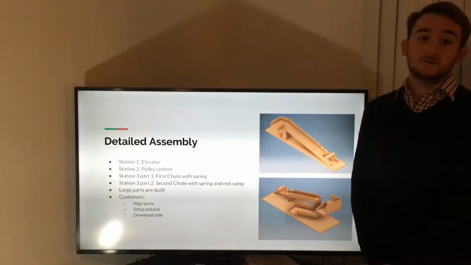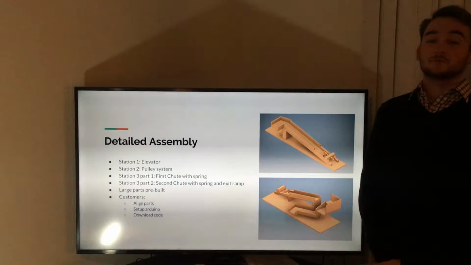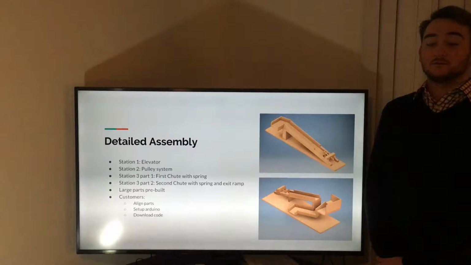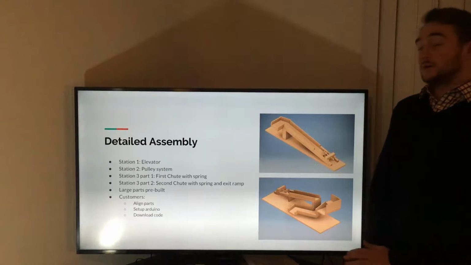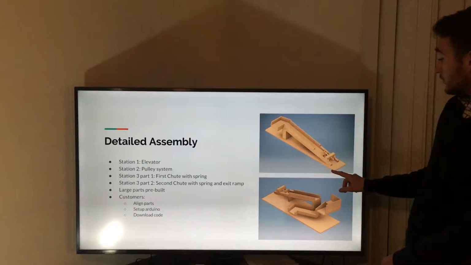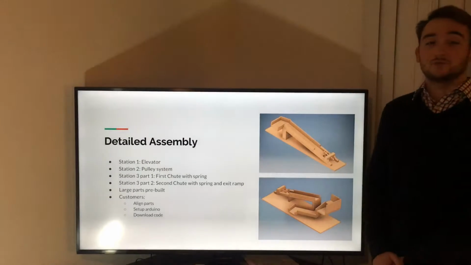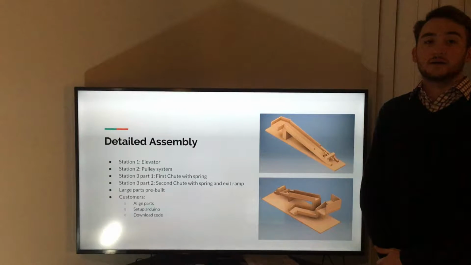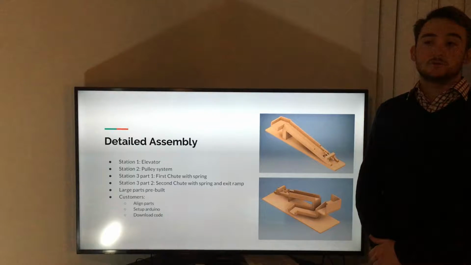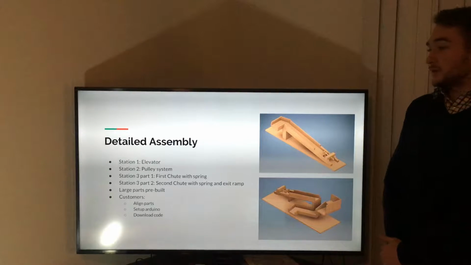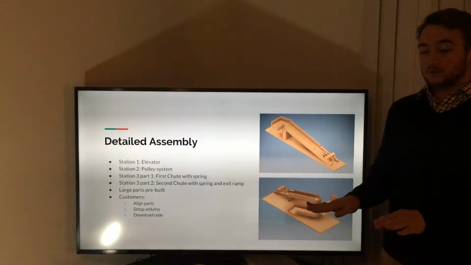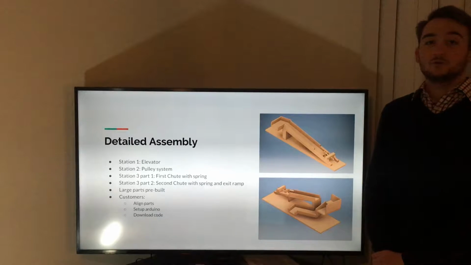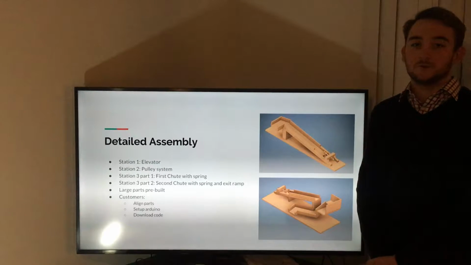Next, I'll be talking about the detailed assembly. When the customer actually receives the product from our company, a lot of the large parts will already be assembled for them, such as the elevator and the ramps. These ramps come with square wood pieces attached to them so that they can assemble easily, and that cuts down a lot of time for people to actually assemble it. The only thing besides putting the square slats together that the customer needs to do is just download the code to run the program and set up the Arduino.